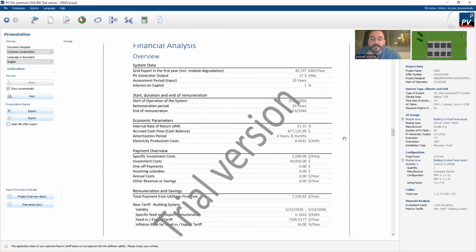Based on these results, I strongly recommend this type of solar energy system for commercial and industrial buildings in southern Turkey, especially in cities like Adana and Mersin, where solar radiance levels are among the highest in the country. The combination of high solar potential, competitive equipment cost, and a favorable feed-in tariff makes this an outstanding investment opportunity.